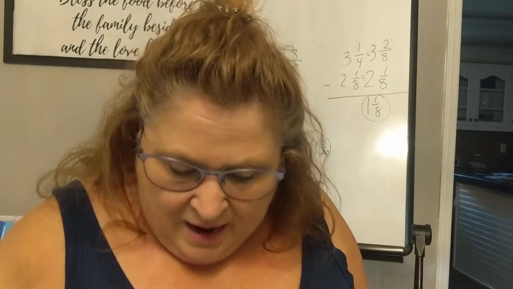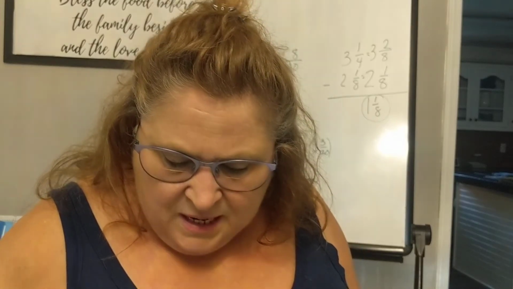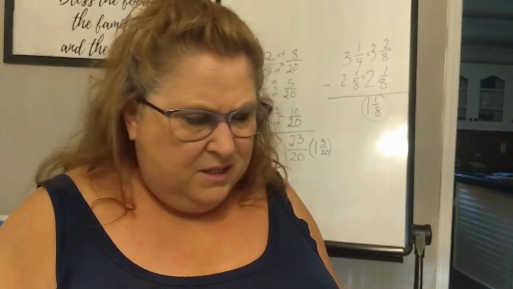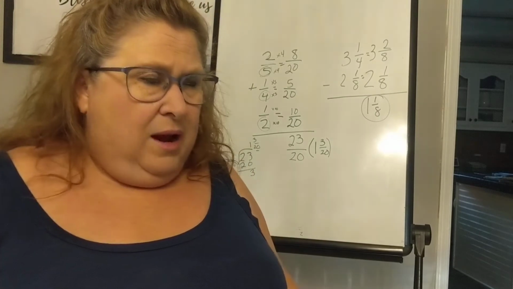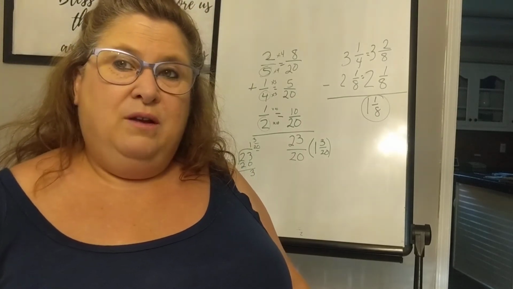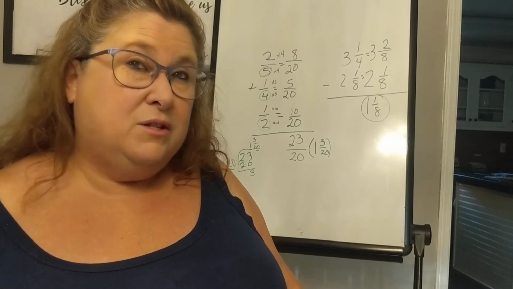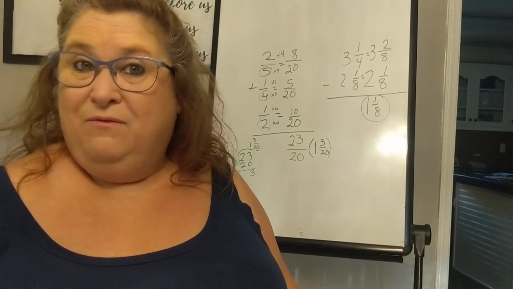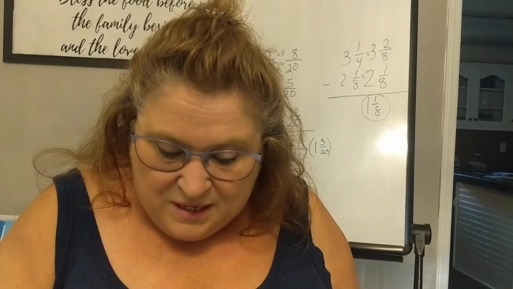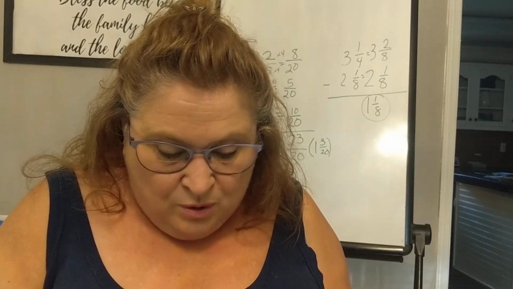Very good. Then I have 3/8 and 1/6. So I have to count by 8s and 6s. So 8, I have 8, 16, 24. And I think 6 times 4 is 24. 6, 12, 18, 24. So my least common denominator for 6 and 8 is going to be 24.